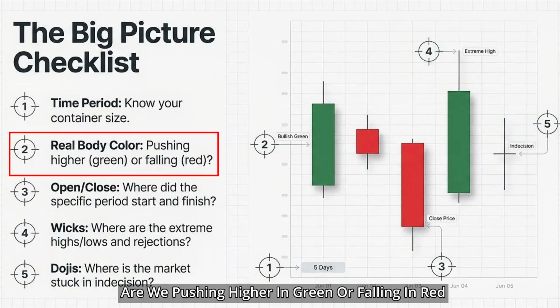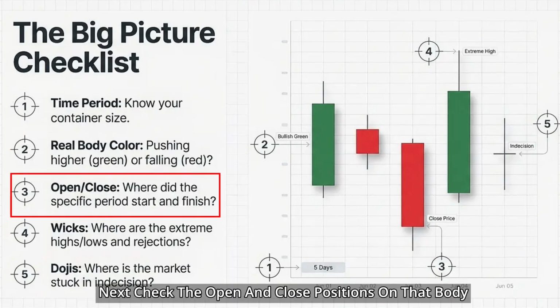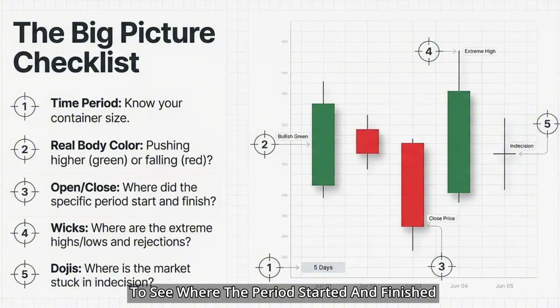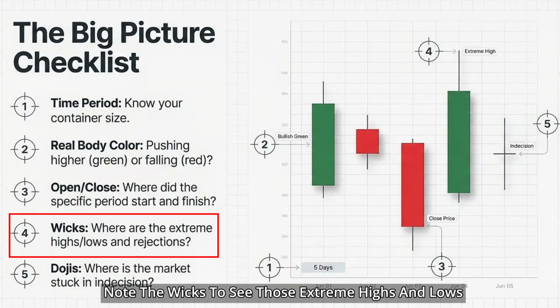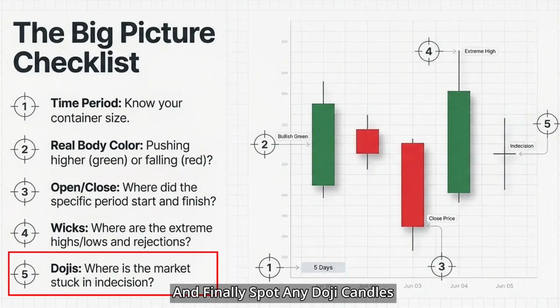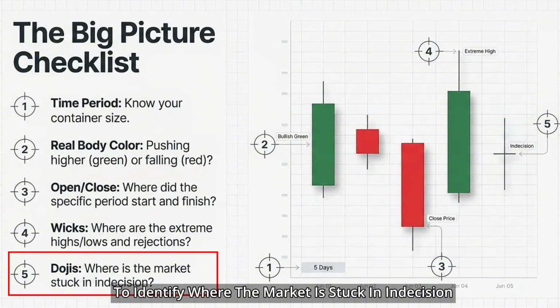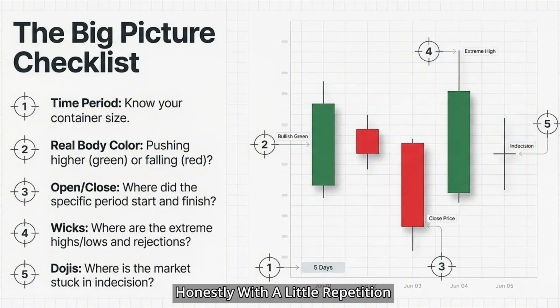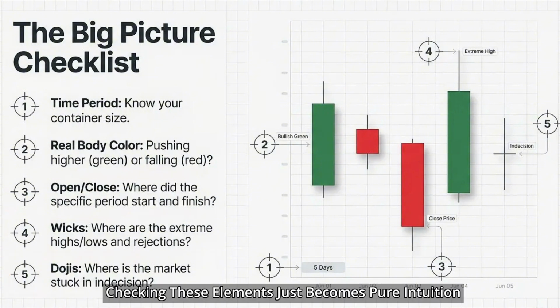Are we pushing higher in green or falling in red? Next, check the open and close positions on that body to see where the period started and finished. Note the wicks to see those extreme highs and lows and where price got rejected. And finally, spot any doji candles to identify where the market is stuck in indecision. Honestly, with a little repetition, checking these elements just becomes pure intuition.